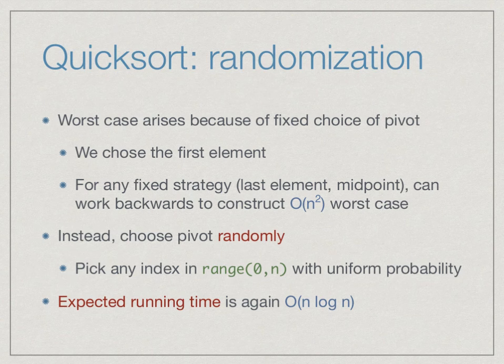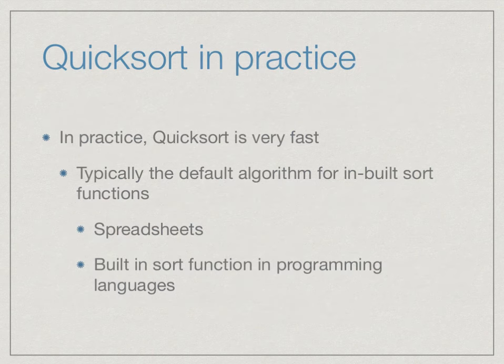However, if we change our strategy and say that each time we call Quicksort, we randomly choose a value within the range of elements and pick that as the pivot, then it turns out that we can beat this order n squared worst case and get an expected running time, again an average running time probabilistically, of order n log n. So as a result of this, because though it's worst case order n squared, but on average order n log n, Quicksort is actually very fast.